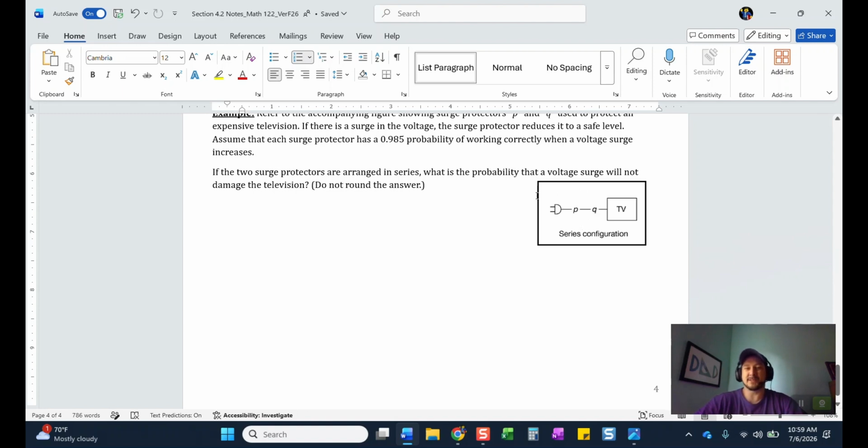So you have to consider the case where P works, but maybe Q doesn't. So as long as P works, it doesn't matter if Q works. You obviously can have them both working. You could have P not working and Q working. But what you want to avoid is P failing and Q failing. So you can actually approach this in another way as well. You can find the probability of both these failing and then subtract that result from 1. So, that's really up to you.